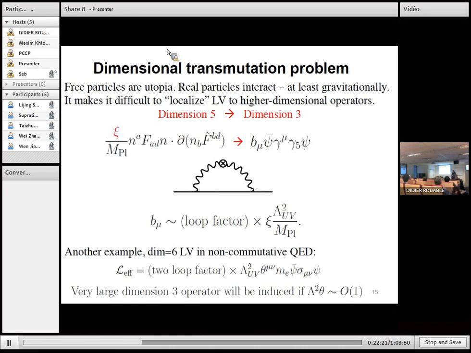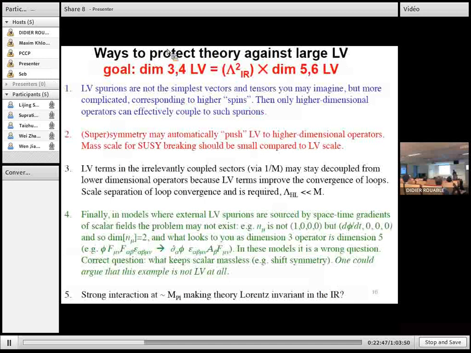Another example of a Lorentz violating theory is non-commutative QED. If you calculate at two loops, you get quadratic sensitivity to the cutoff. How to protect from this? This may sound technical, but it's really, I think, at the heart of the problem. So I know of several ways of protecting against it, and I'll list some of them.